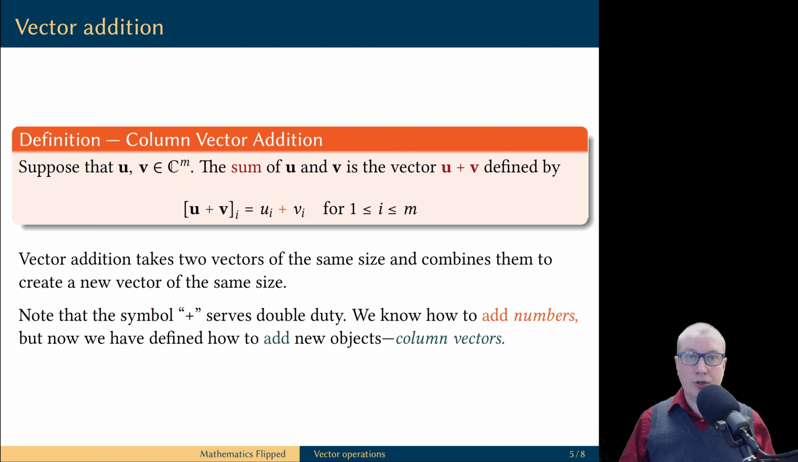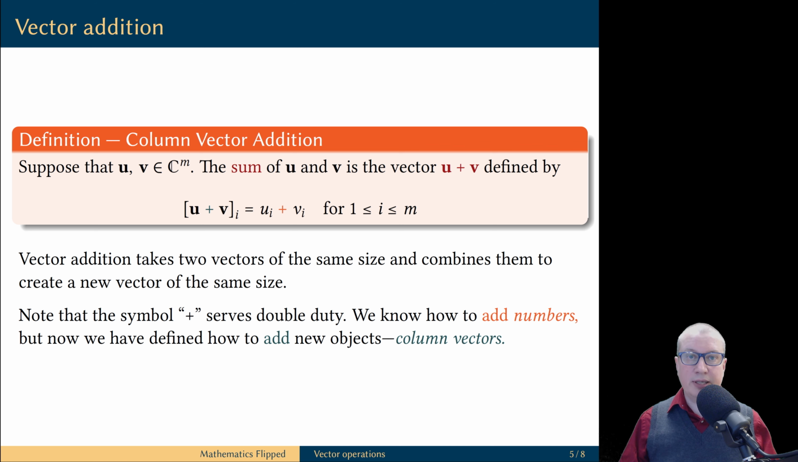The plus sign on the right-hand side is the old known operation of the addition of numbers, because it tells you to add components of column vectors and the components are numbers. But the plus sign on the left-hand side corresponds to the new operation, the operation we just defined. It is the operation of the addition of vectors.